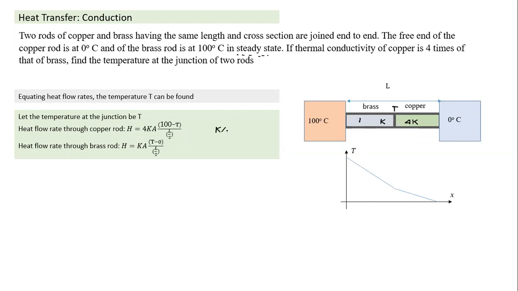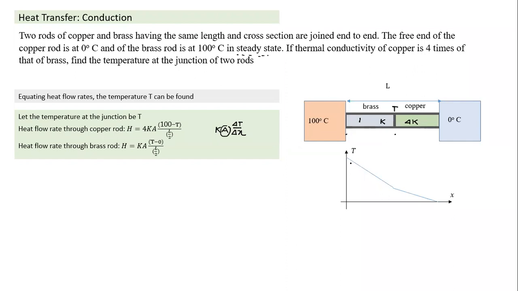K into temperature difference divided by length. What we understand here is that the area is the same. When I look at the two parts, from here to here and from here to here, K is also not changing. From this point to this point, the temperature gradient will be constant, and from here to here, this slope will be constant. But these two parts are not equal.